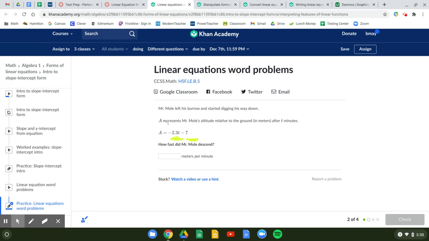All right, so one last one. This equation, A represents Mr. Mole's altitude relative to the ground after t minutes. So Mr. Mole is burrowing, so he's going down. It looks like he started 7 meters below ground, and every minute, not seconds this time, he's going down another 2.3 meters. So how fast did he descend? Blank meters per minute. Okay, we're in minutes. It's meters, so just straight up 2.3.